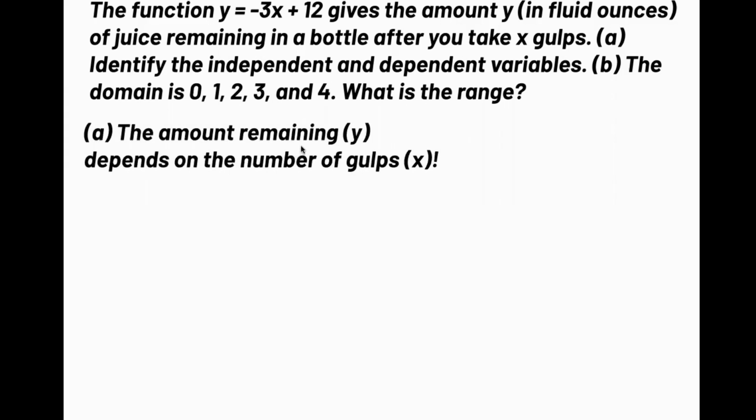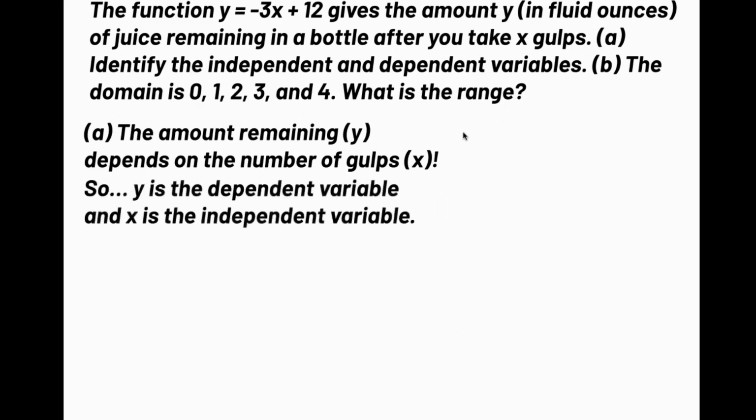For part A, to identify the independent and dependent variables, we know that the amount of juice remaining in the bottle, which is represented by y, is going to depend on the number of gulps that we take, which is represented by x. So y is the dependent variable and x is the independent variable. And this makes sense because remember that the dependent variable represents the output values, which are your y values, and the independent variable represents the input values, which are your x values.